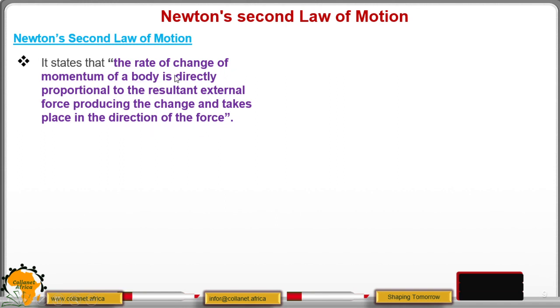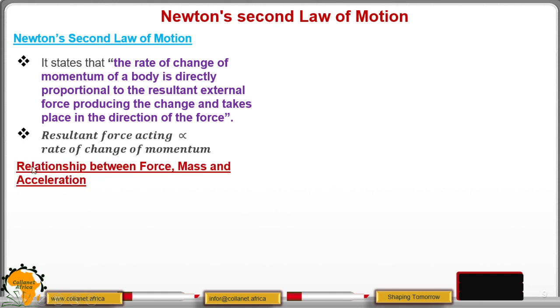So the rate of change of momentum of a body is directly proportional to the resultant external force producing it, and it takes place in the direction of the force. So mathematically, we say that the resultant force acting is directly proportional to the rate of change of momentum. From there, we look at the relationship between force, mass, and acceleration.